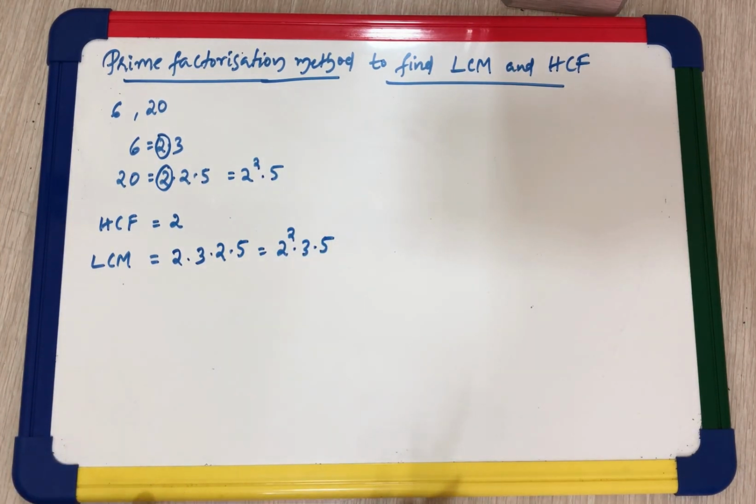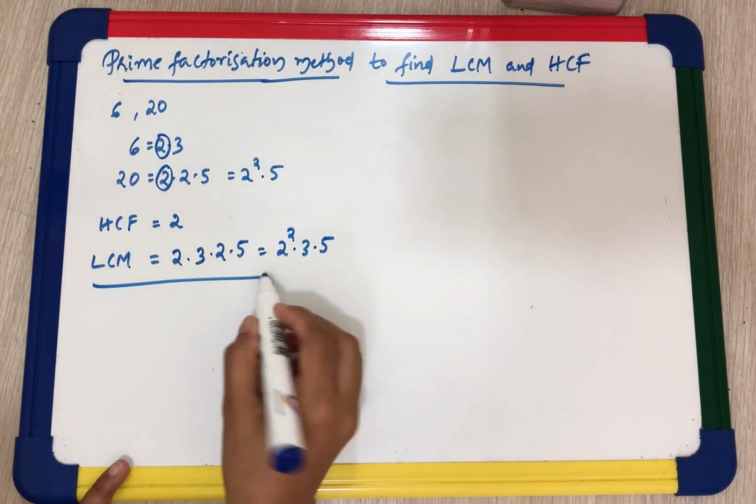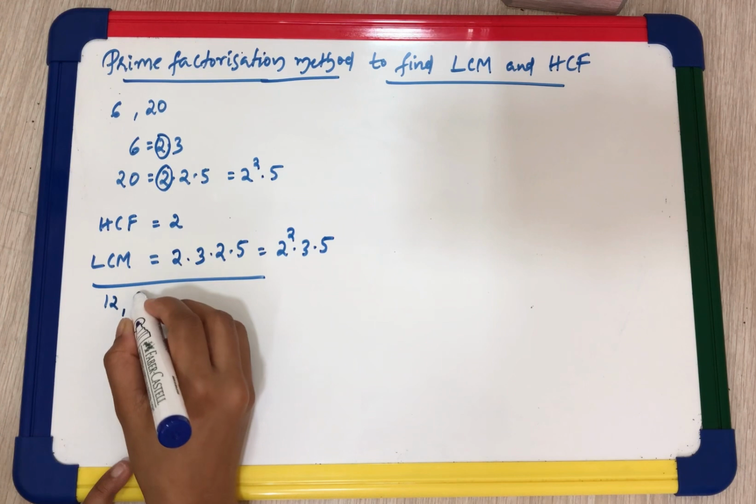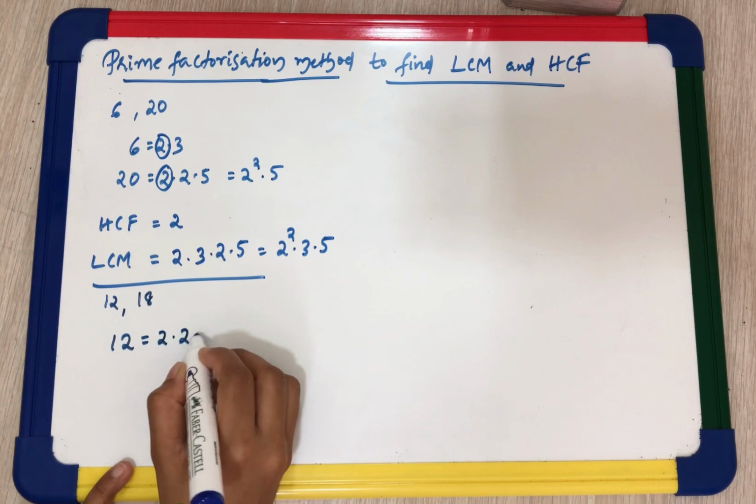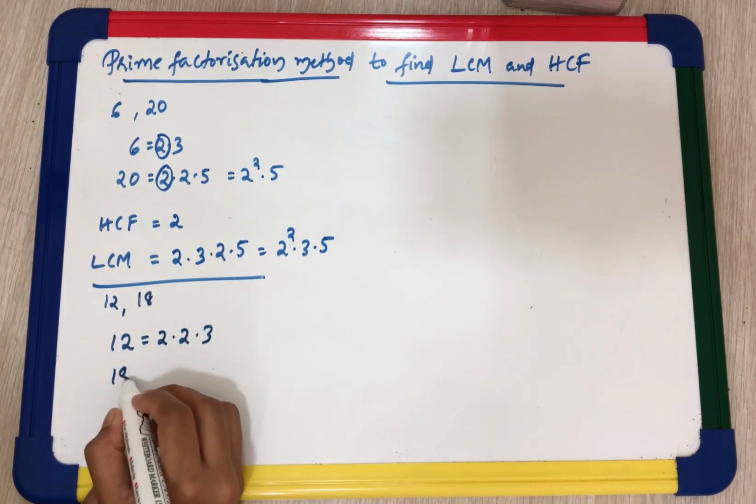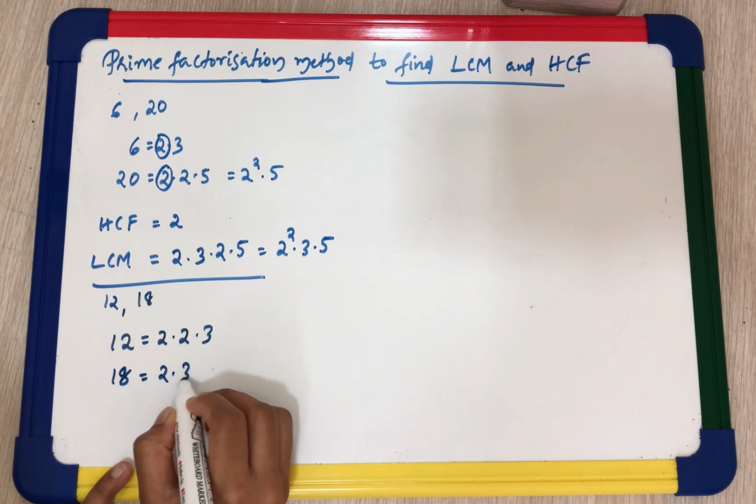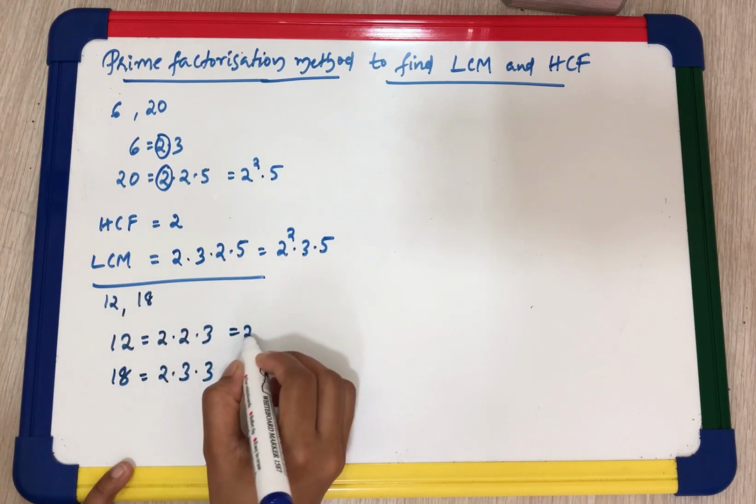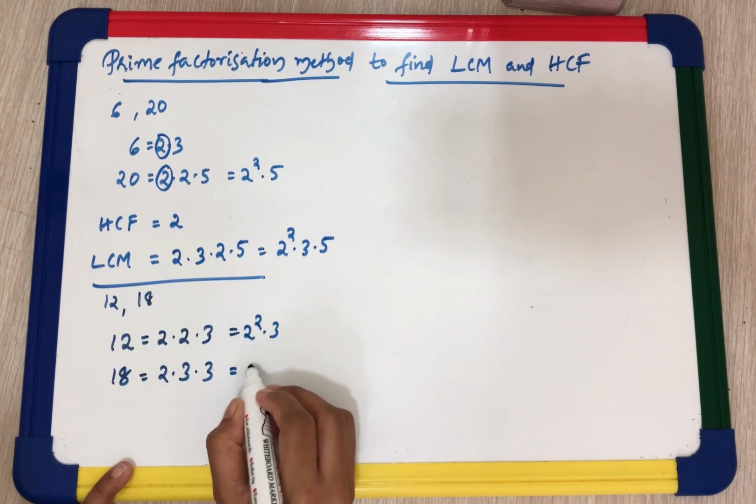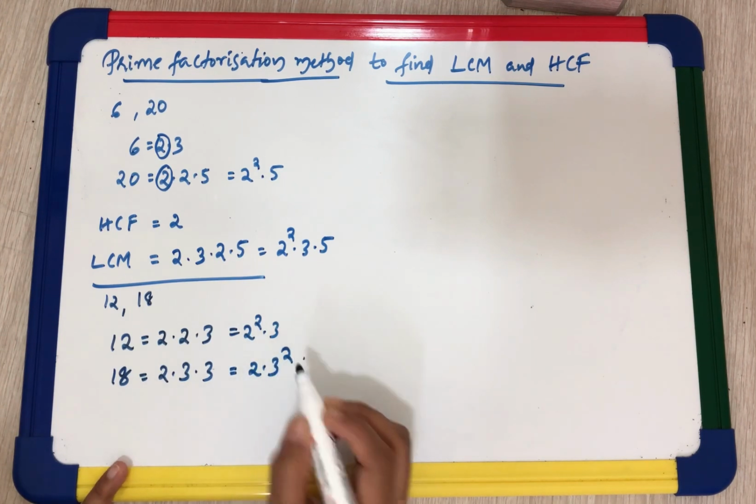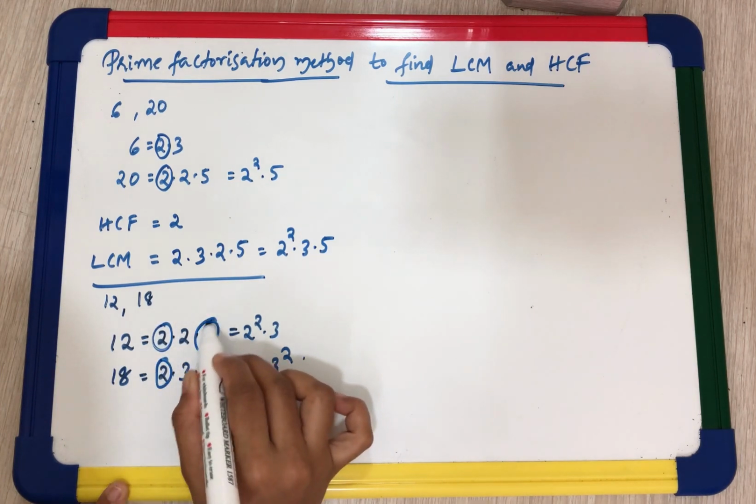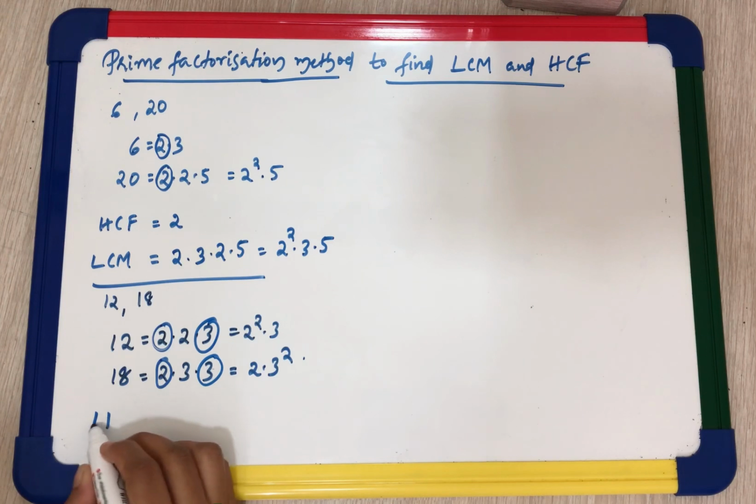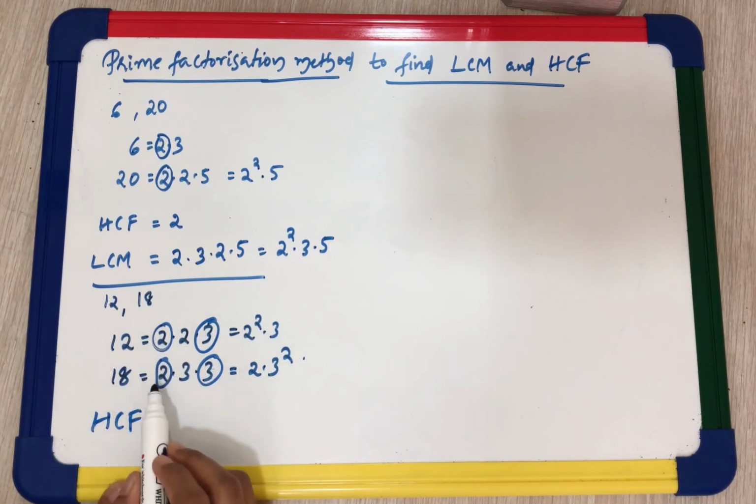Next, consider the example 12 and 18. Find the HCF and LCM of 12 and 18. The prime factorization of 12 is 2 into 2 into 3, and the prime factorization of 18 is 2 into 3 into 3. Here 12 is equal to 2 square into 3, and 18 is equal to 2 into 3 square. Here the common factors are 2 and 3. Therefore, the highest common factor is 2 into 3.